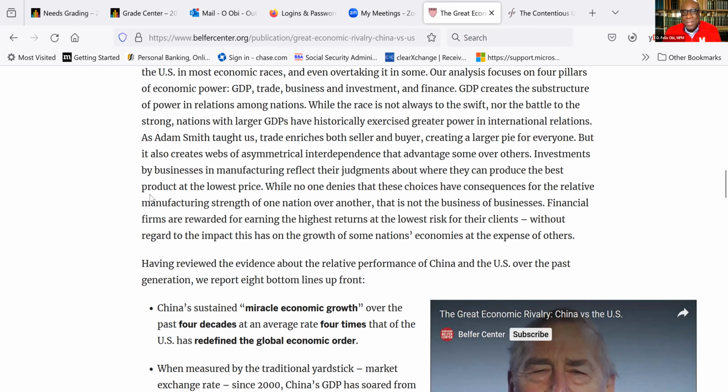And I will bet you my last penny, and I have covered economic convergence previously in this class, that there has been greater economic convergence between China and the United States since China joined the World Trade Organization. Convergence, of course, means that China's economy is growing close to parity with the United States.